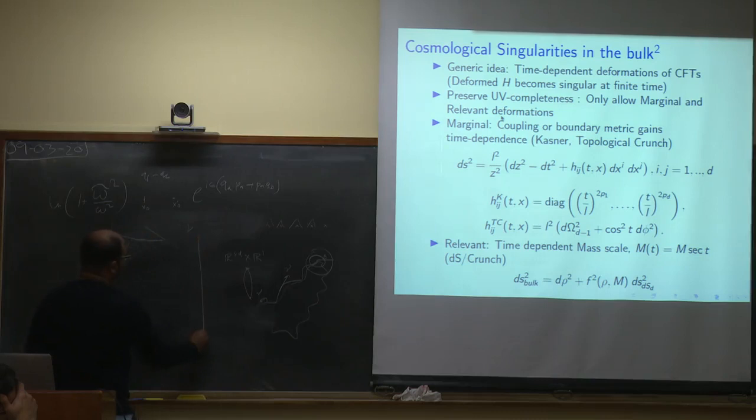The bulk interpretation of this relevant deformation is a bit weird. What you have is a domain wall in the bulk separating two AdS regions. And when this domain wall reaches the boundary, you have a singularity starting from there.